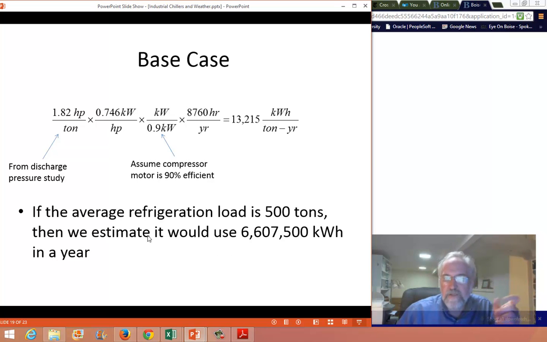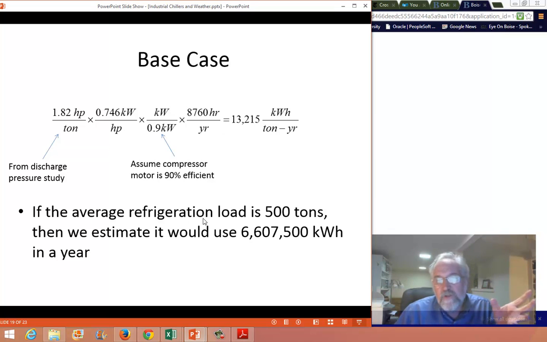So here's our base case. At 160 psia, we found that the horsepower requirement was 1.82 horsepower per ton. That was on that little graph a few slides back. Conversion between kilowatts and horsepower: I just assume 90% efficiency of the electric motor that drives the compressor, number of hours per year. And for every ton of refrigeration capacity, it requires 13,215 kilowatt hours in a year. Not surprising. So that's our baseline case.